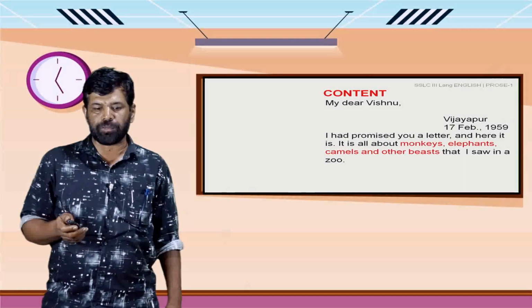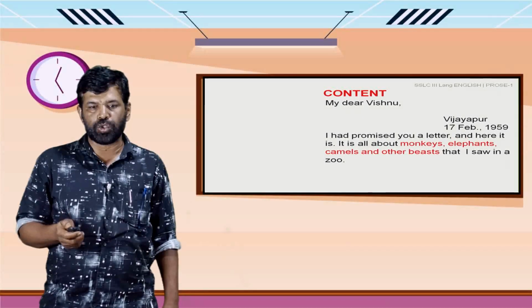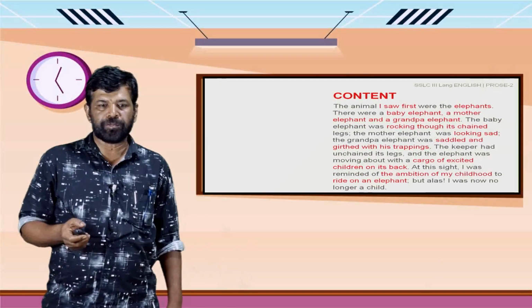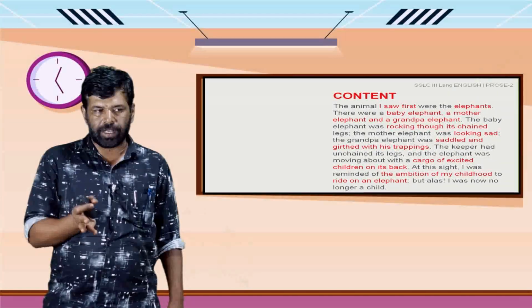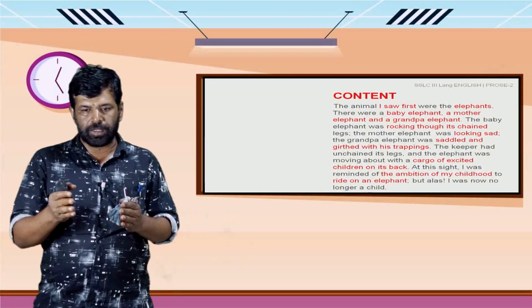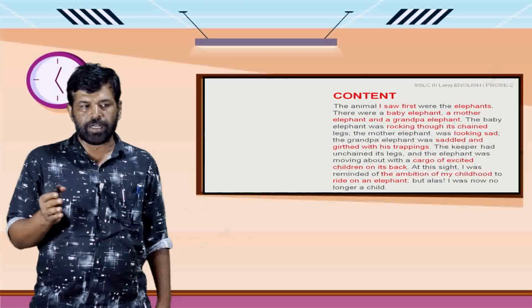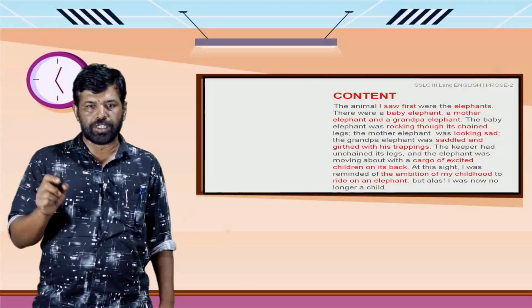It is all about monkeys, elephants, camels, and other beasts that I saw in a zoo. Then, the animal I saw first. Normally, once in an examination it was asked, what was the first one? Gopi. The person written at the end, you will find it out. So, it is Gopi, and the question is asked on that. Which is the first one to see in the zoo by Gopi.